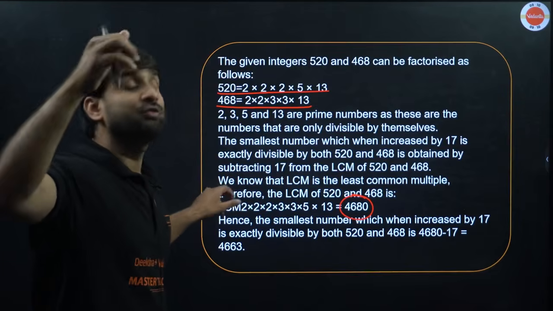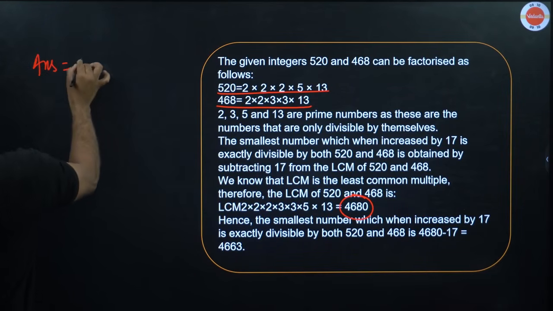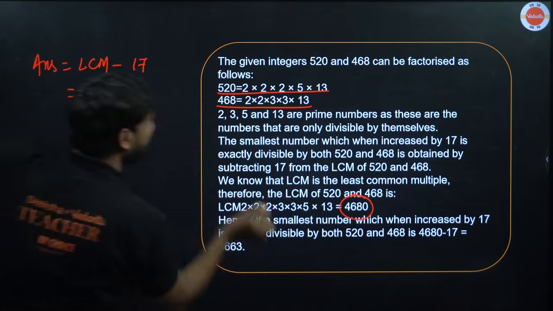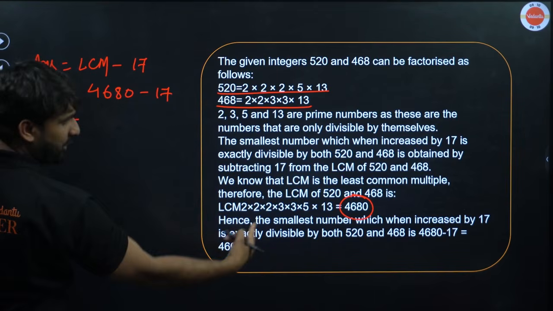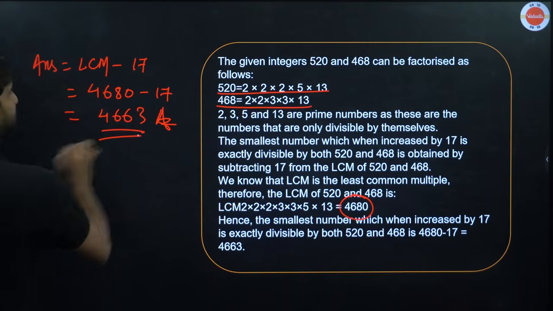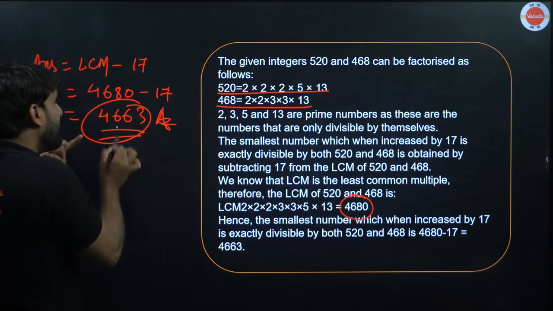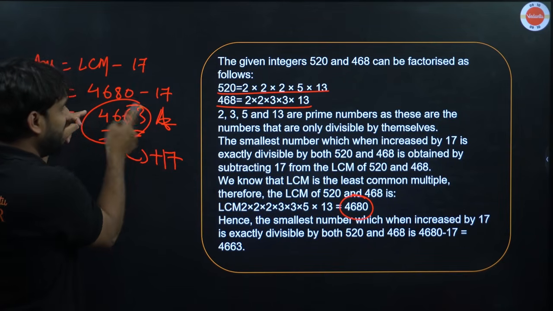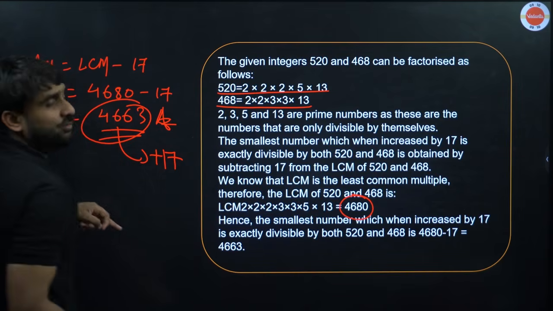But the question is, find the smallest number which when increased by 17, means 17 is already increased. So what will be that number? So reduce the 17. So the answer will be LCM minus 17. LCM is equal to 4680. 4680 minus 17, that is equal to what, my dear champion? 4663 is the answer. Because 17 is already increased. So this is that number. If we add 17 to this number, the number that you will get will be this, and this is divisible by these two.